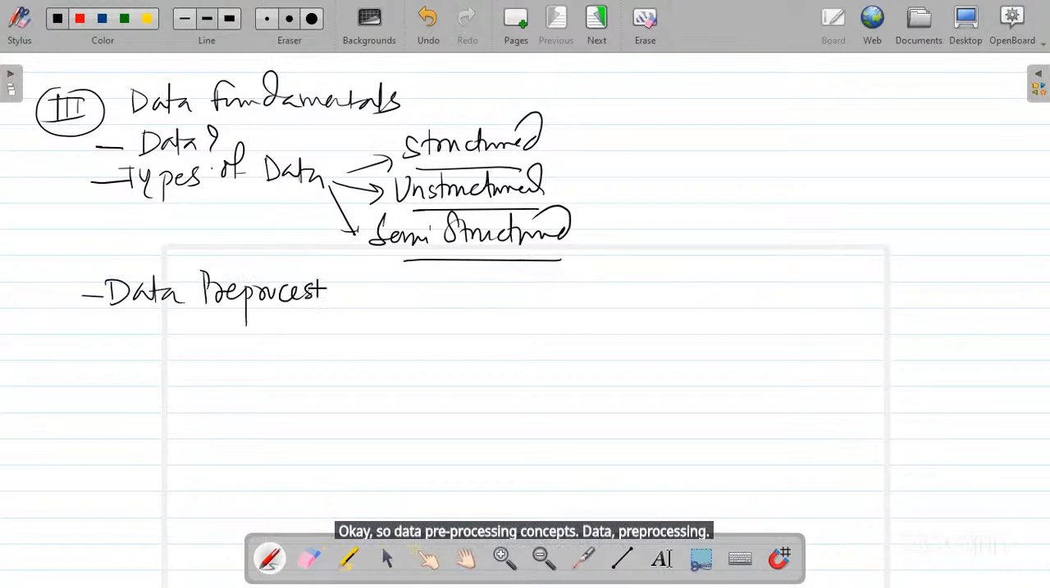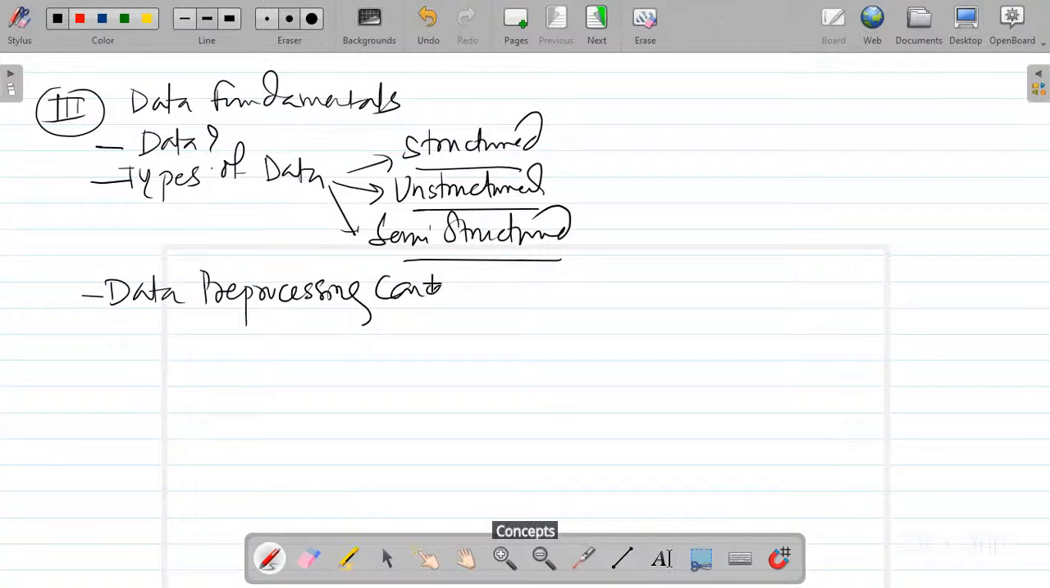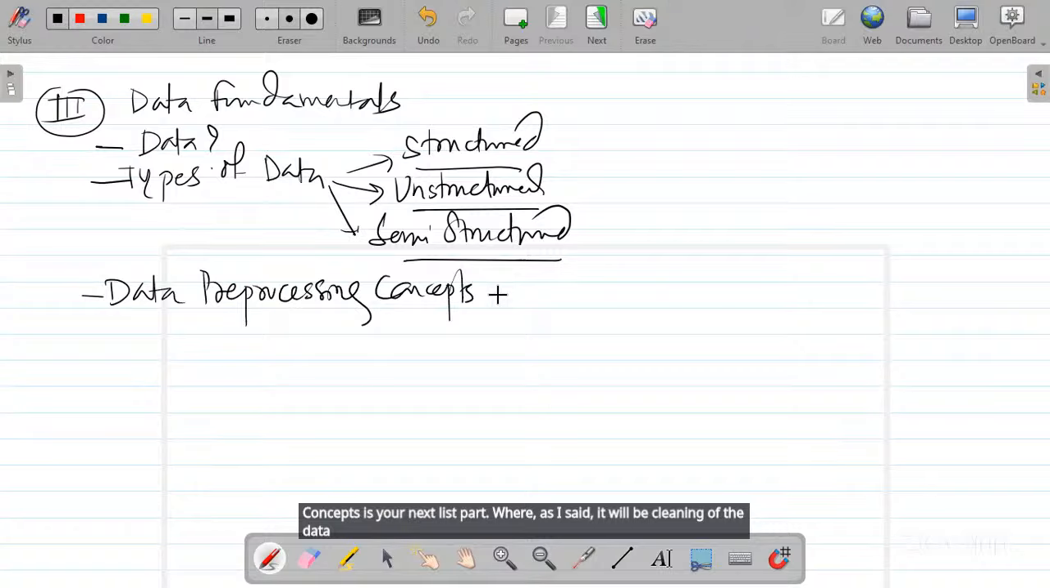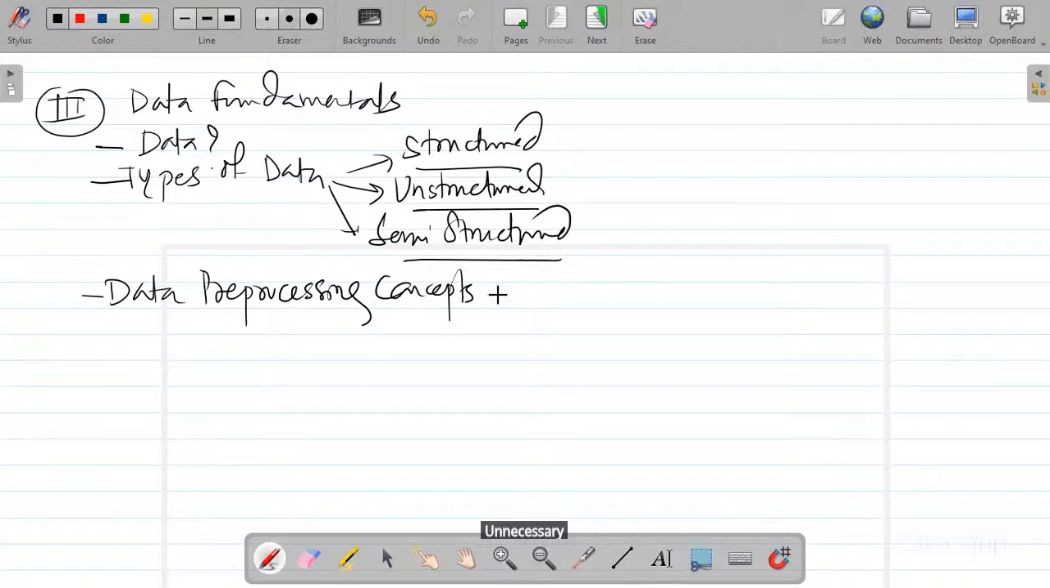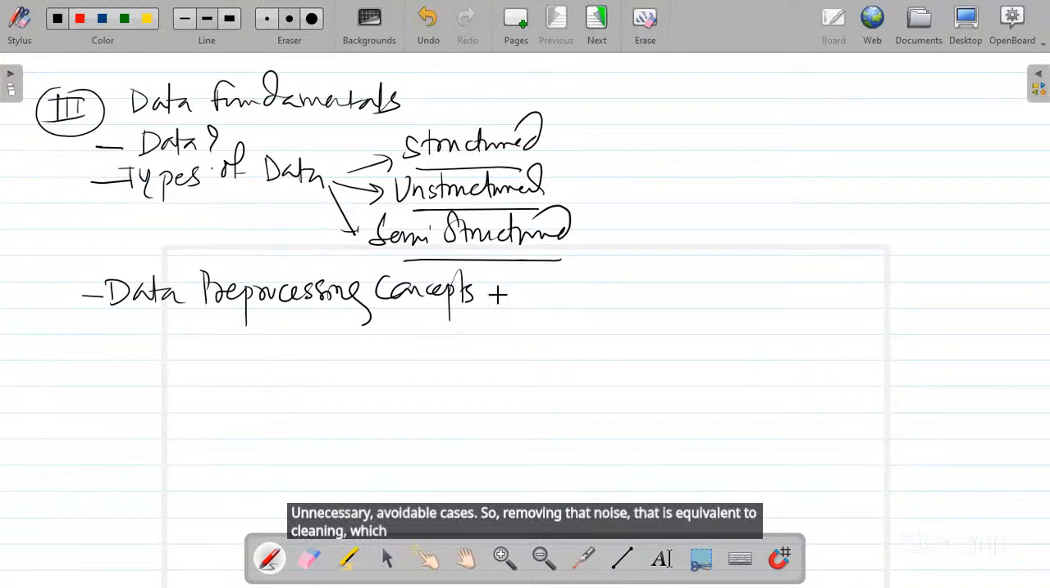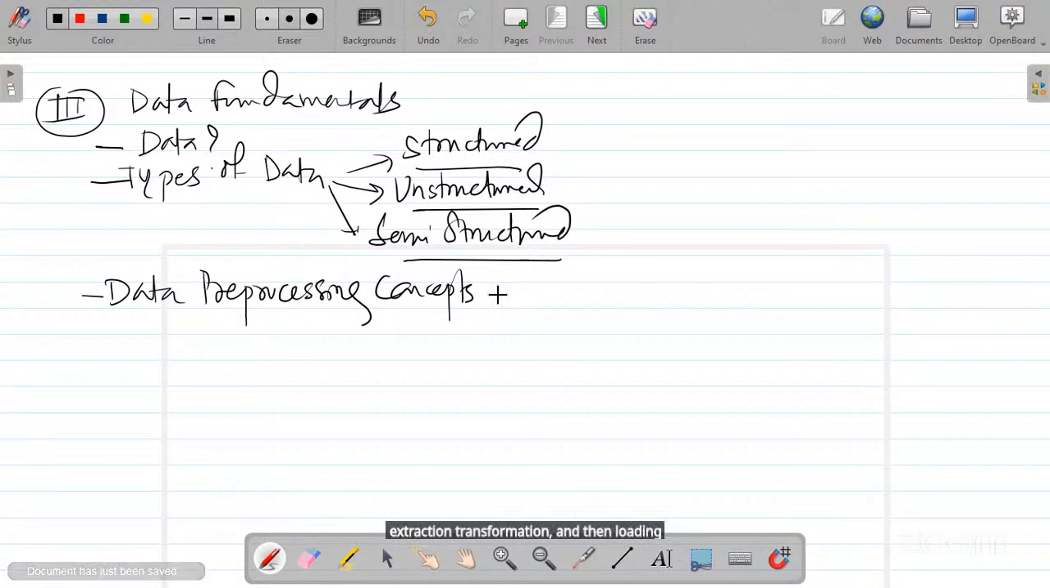Data pre-processing concepts is the next item on your list, where, as I said, it will be cleaning of the data. Noise will be there in the data. Noise means unnecessary, avoidable cases. Removing that noise is equivalent to cleaning, which involves your ETL process, extraction, transformation, and loading, normalization, standardization, feature extraction, and splitting.